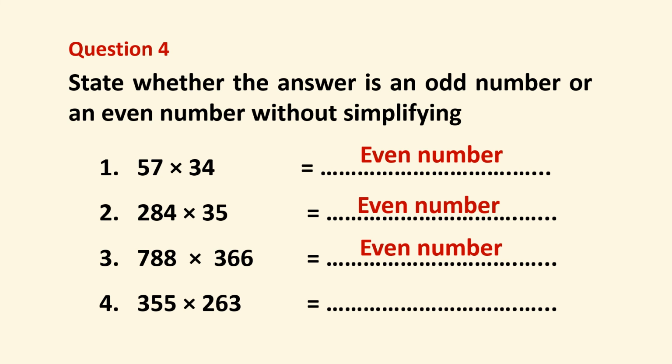Finally, 355 multiplied by 263. So 355 is an odd number. 263 is once again an odd number. So when you multiply two odd numbers together, the result should be an odd number. So likewise, we can easily provide the answers using the knowledge that you have obtained.